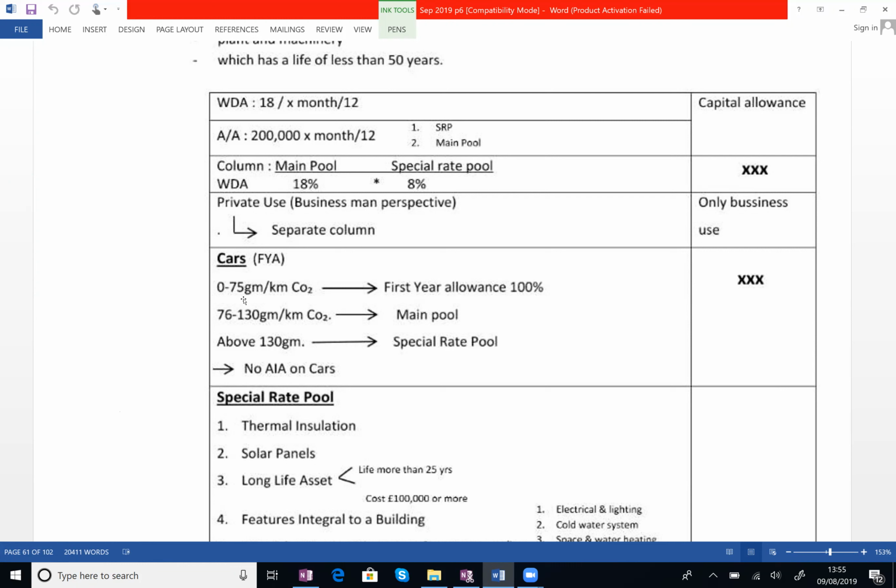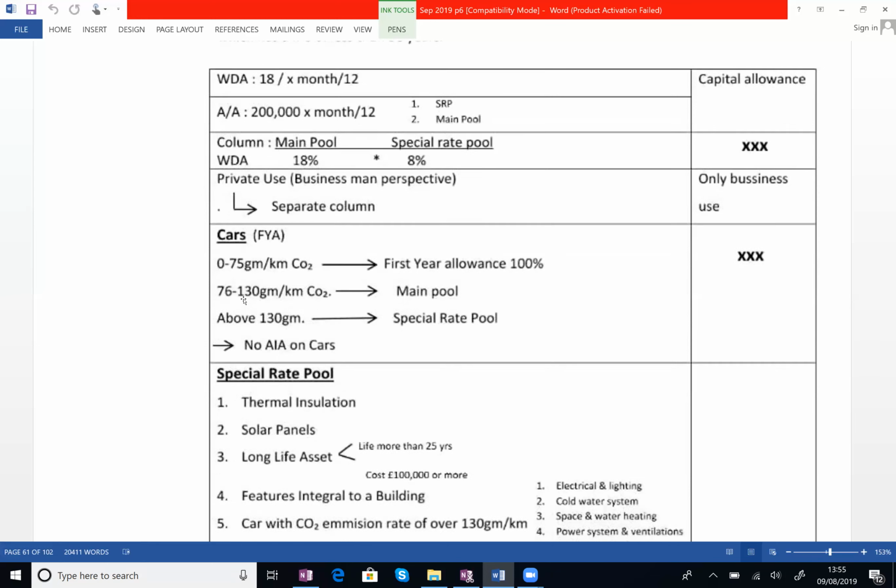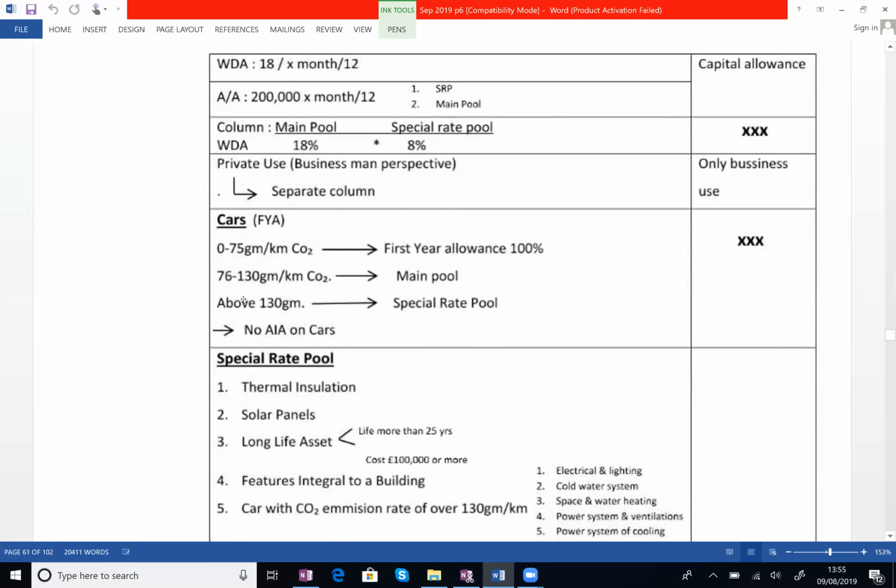If your car emits 51 to 110 gram CO2, then include this car in the main pool. And third, car above 110, not above 130, please correct it. If car emits above 110 gram carbon dioxide, then include it in the special rate pool column. And last, no AIA is available on the car.